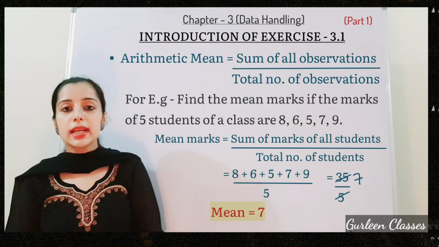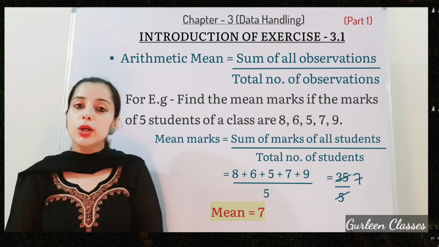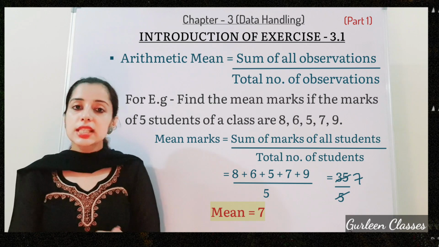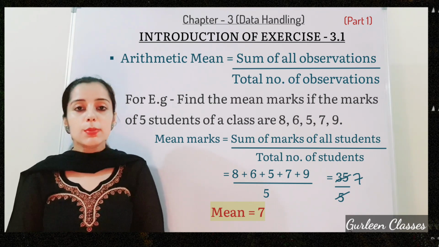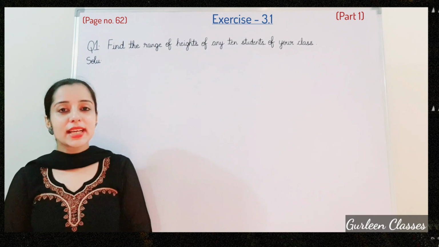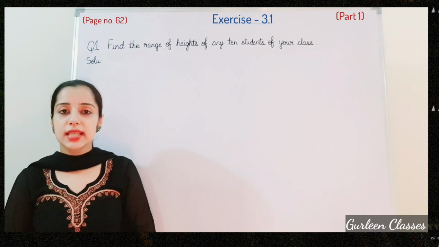So what is arithmetic mean? The formula is the sum of all observations upon the total number of observations. Whatever numbers are given to you, just add them and divide by the total number of observations. That will be your arithmetic mean. So now let us start with exercise 3.1, Maths NCERT book, page number 62.